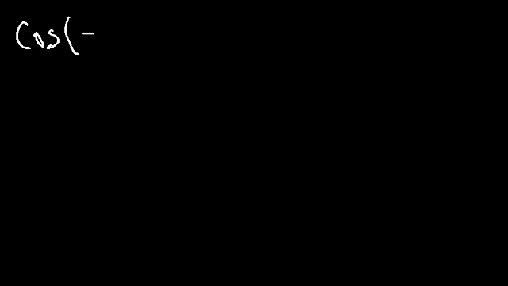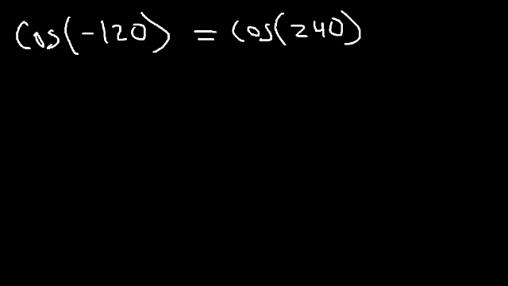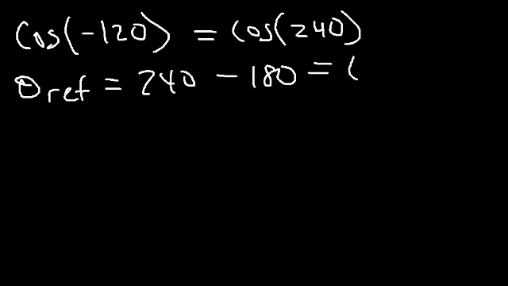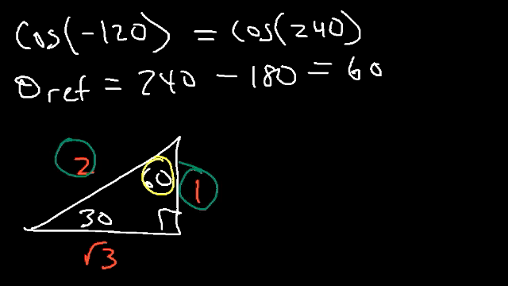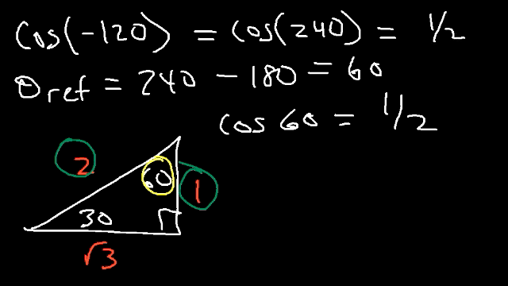So we know that cosine negative 120 is the same as cosine 240. Now 240 is in quadrant 3, so the reference angle is 240 minus 180, so it's 60. So using the 30, 60, 90 triangle, this is 1, this is root 3, across the 90 is 2. So cosine 60 is adjacent over hypotenuse. So therefore cosine 60 is 1 over 2. So cosine 240 is also 1 over 2, but cosine is negative in quadrant 3, so this is negative a half.